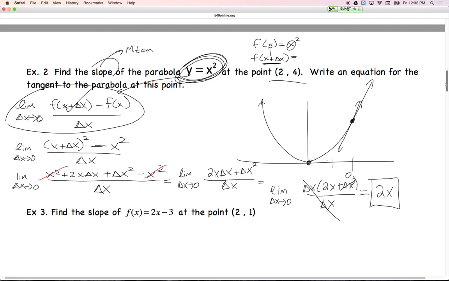Well, I want to know the slope at the point (2, 4). So how can I use that formula to calculate the slope at that point? Plug in what? 2 for x. So what's the slope? That slope right there is 4. There you go. That's slick. That's cool. Isn't that cool?